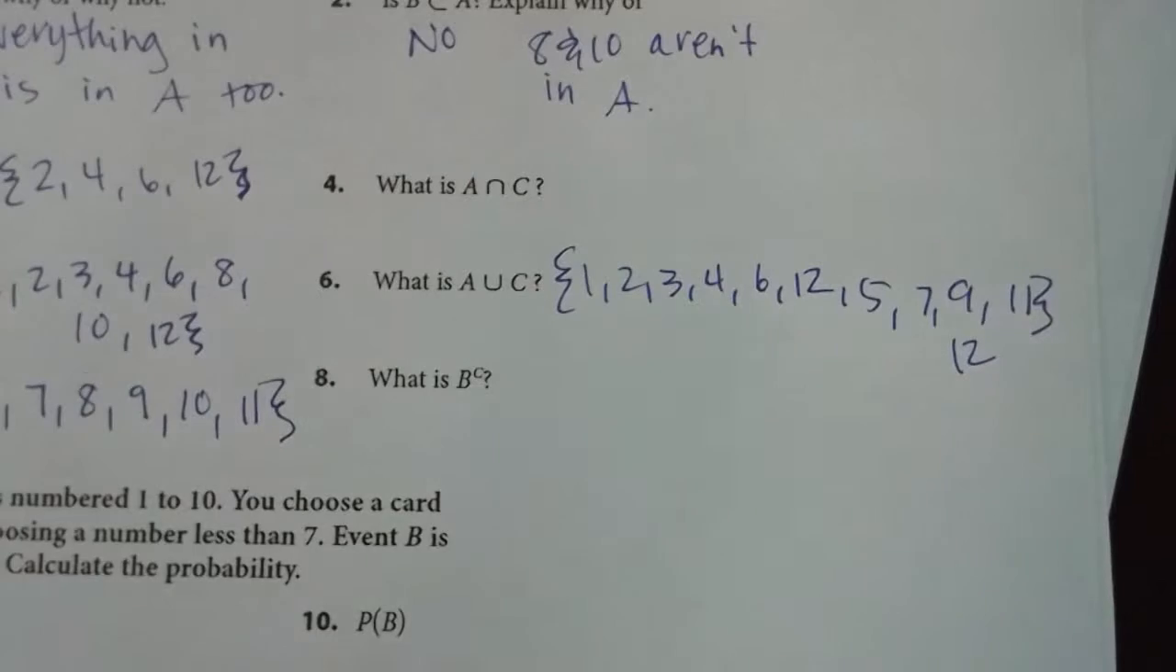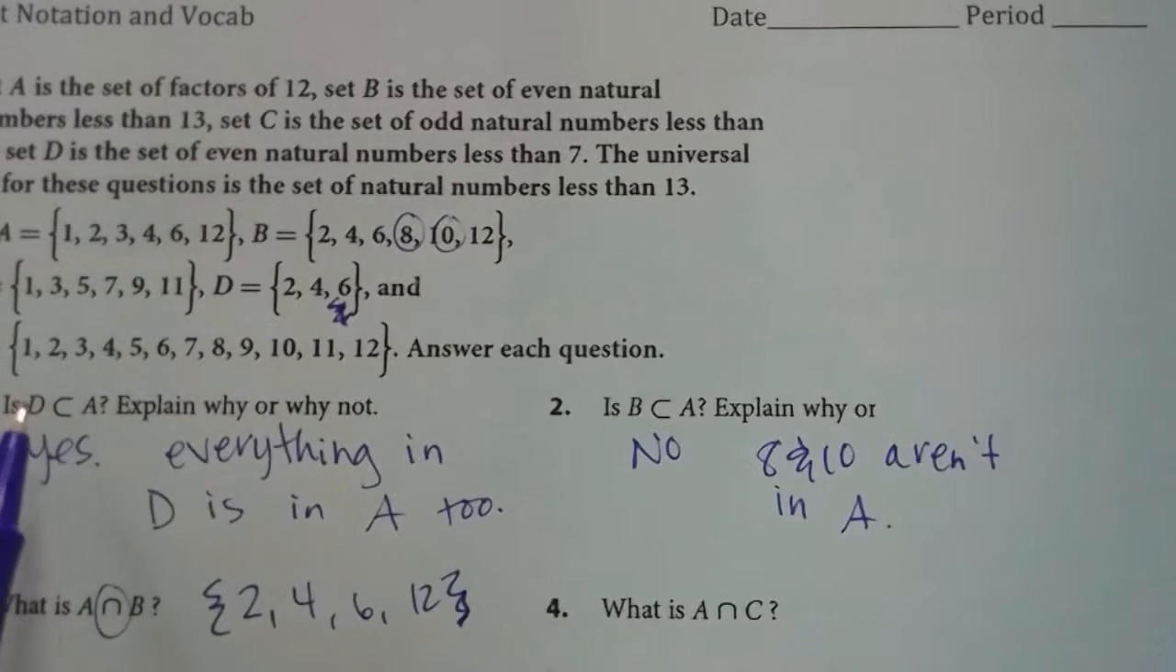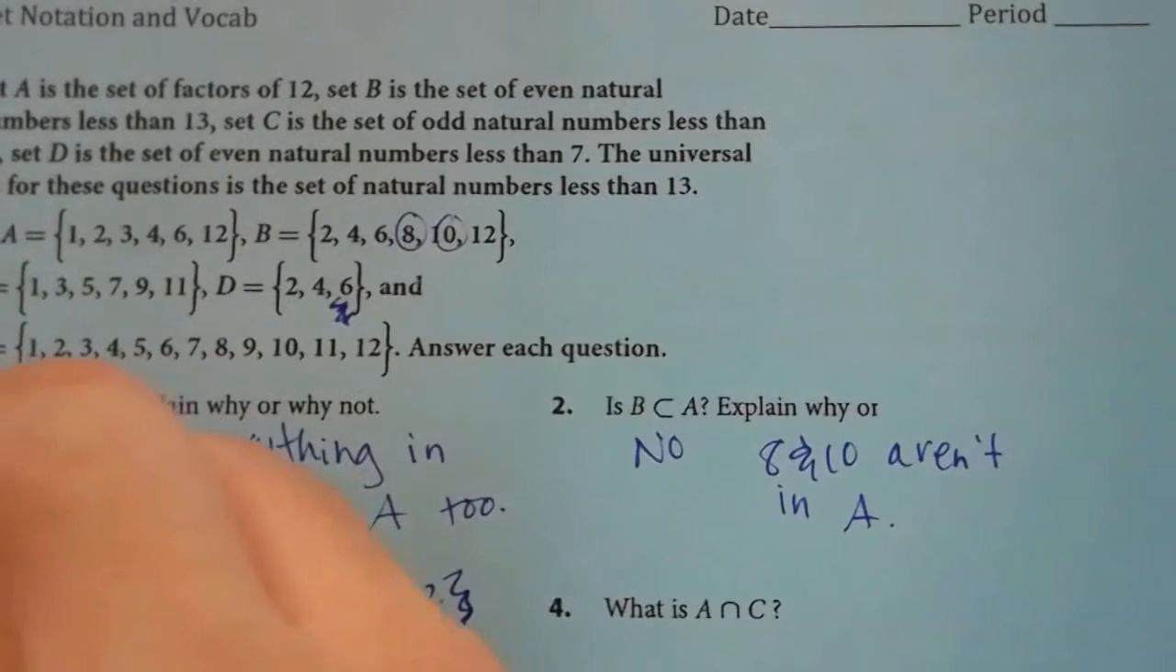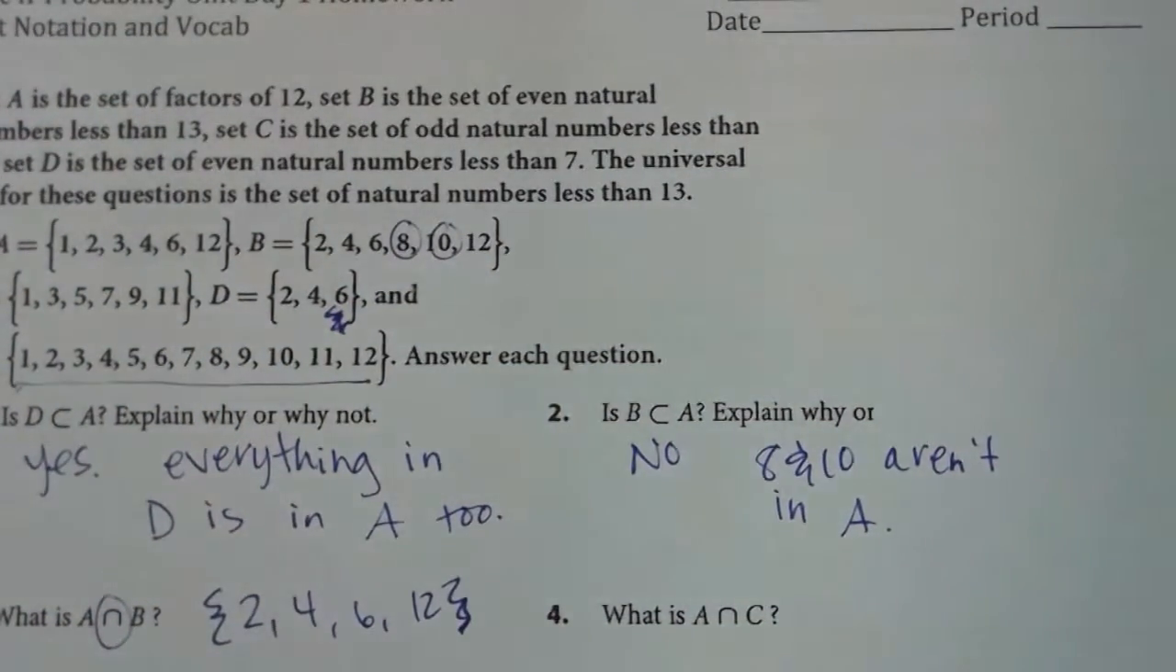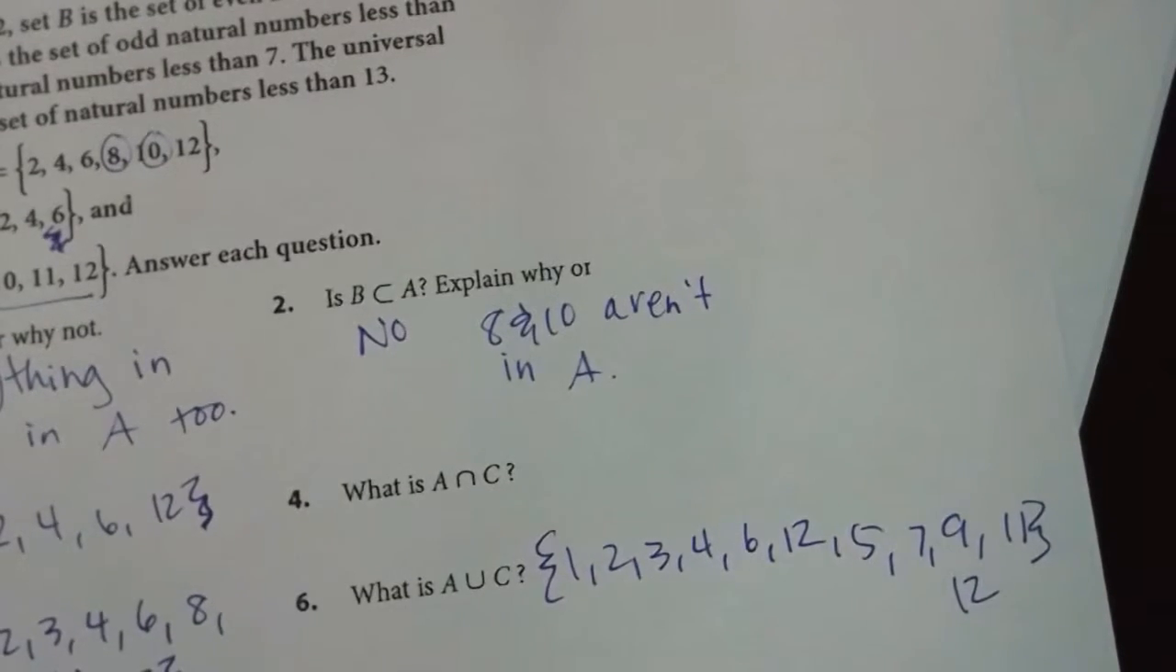Okay, wait, so how do you know when to stop? Right here it tells you, it will define what numbers you're looking at. So 1 through 12 is our sample space. Those are our only options. So that's where we stop.